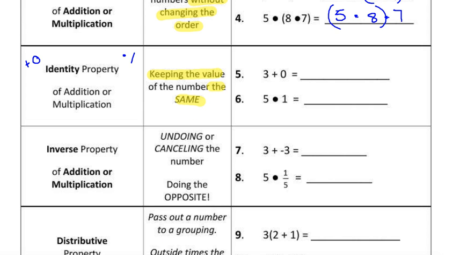So if we look at two examples, we have 3 plus 0 is going to stay 3. And then if we do 5 times 1, that's going to keep it 5. So you're just looking in the mirror and keeping the identity of the number the same. In this case, the mirror for addition is plus 0, and the mirror for multiplication is times 1. The inverse property is when you're doing the opposite or you're canceling something. And inverse means opposite.